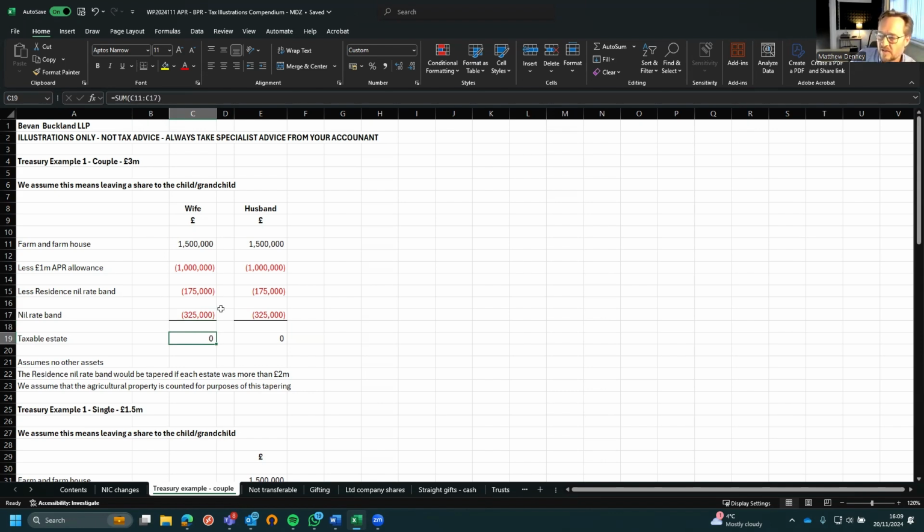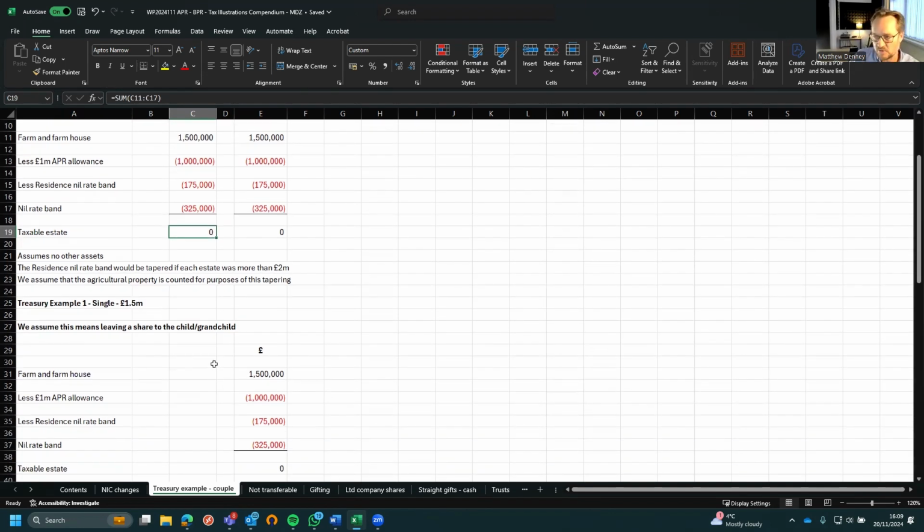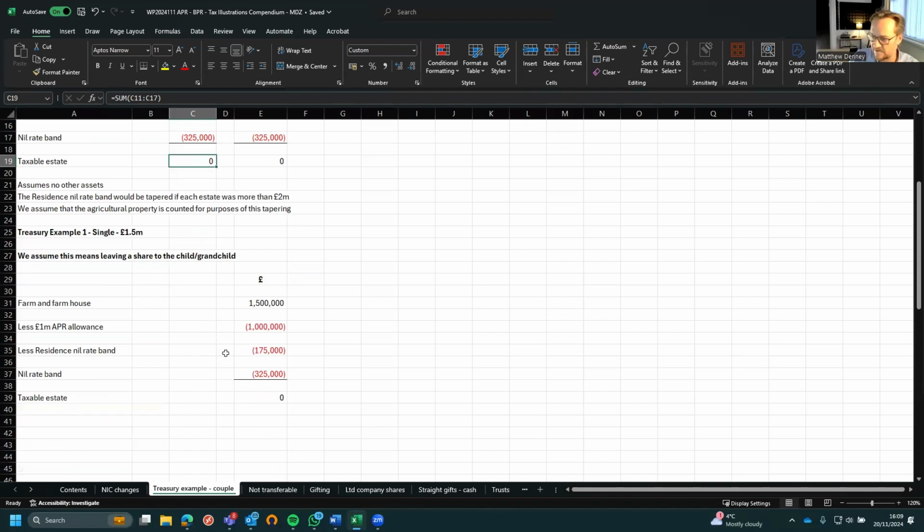If you combine the residence nil rate band and the normal nil rate band, then the taxable estate would be zero. They then gave that example of an individual who was not married or in a civil partnership, and so funnily enough, it's just 1.5 million. So that's really all they've put out.